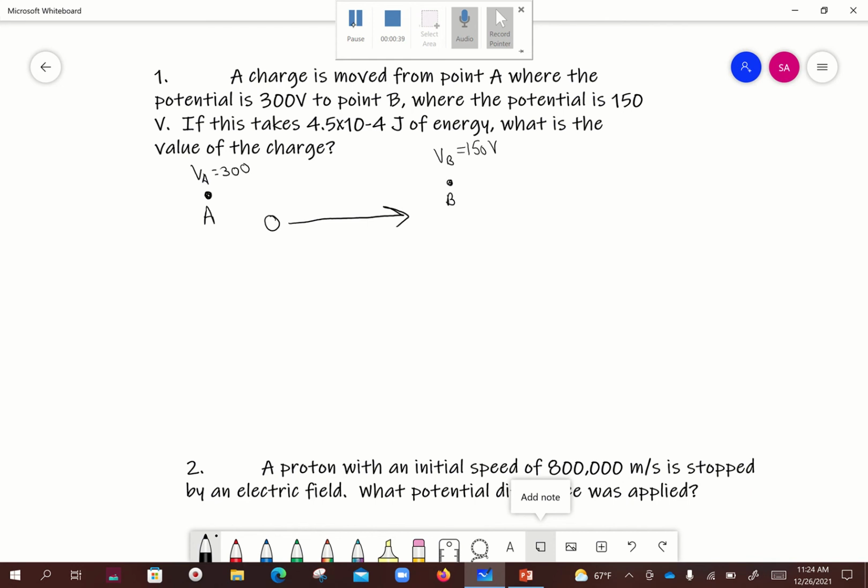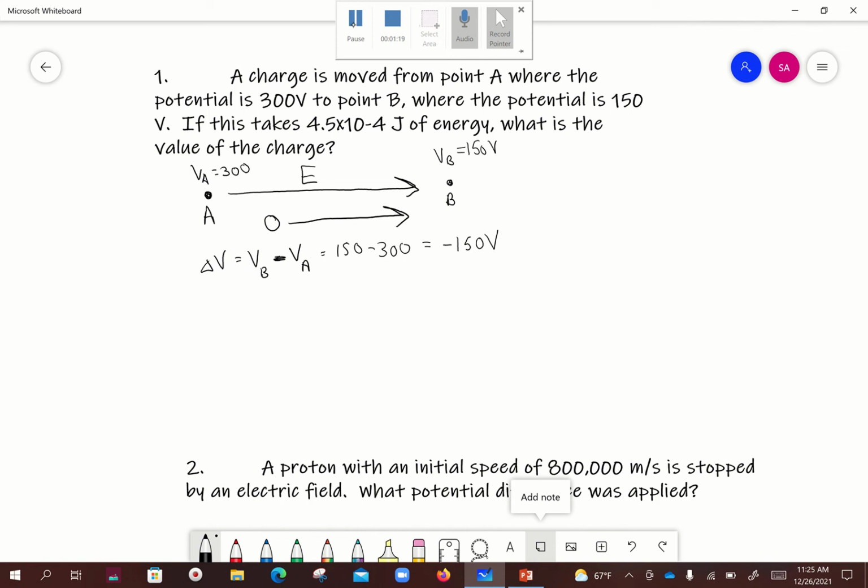And we know the electric field is going from the big voltage to the little voltage. All right, so what do we know? Well, we know our potential difference is V final minus V initial. So it's 150 minus 300. So I get minus 150 volts. And it's important that you do it in this order so you get the sign correct. Okay, so what I know is that delta V is minus 150 volts.